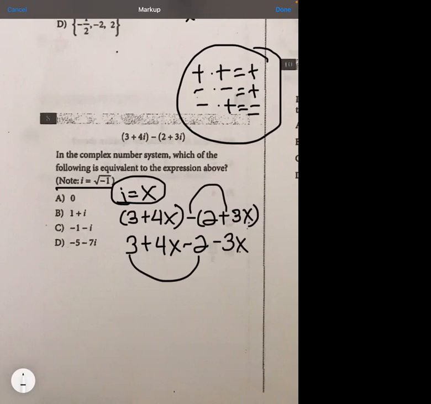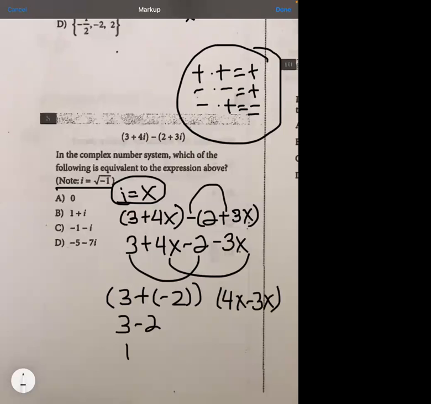From here, we simplify. We have to add the unknowns with the unknowns and the regular numbers with the regular numbers. In this case, the regular numbers are 3 and -2. 3 plus -2 is basically 3 minus 2, and that equals 1. The second one, with the unknown, is 4x and negative 3x. So from here, we know that this is x. So this is 1 plus x. As we said above, x equals i, so we could also rewrite this as 1 plus i.